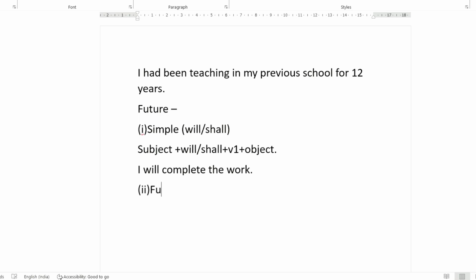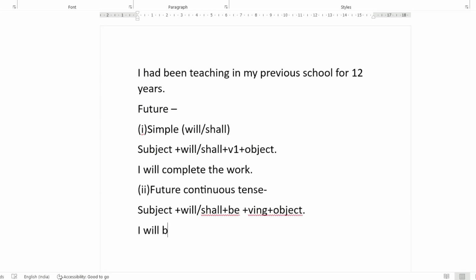नेक्स्ट कम्स फ्यूचर continuous tense. An action which will start in the future will continue for some time. एक ऐसा action जो फ्यूचर में स्टार्ट होकर कुछ देर तक होता रहेगा और फिर एंड होगा. I shall be VING प्लस ऑब्जेक्ट. एक ऐसा एक्शन जो फ्यूचर में स्टार्ट होगा, कुछ देर चलेगा और फिर इसका एंड होगा.